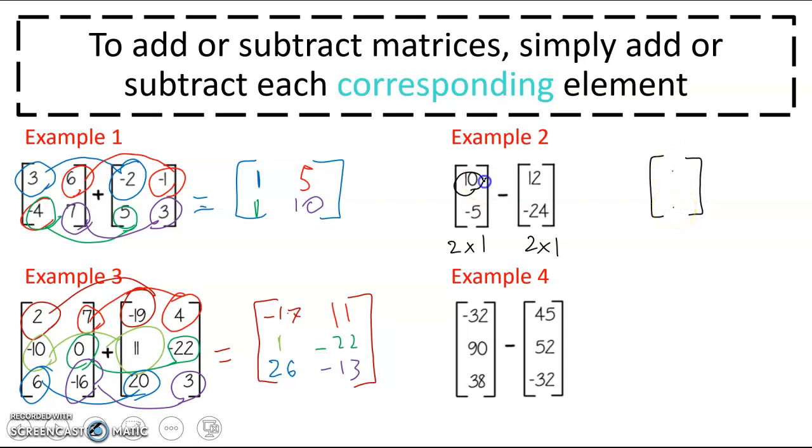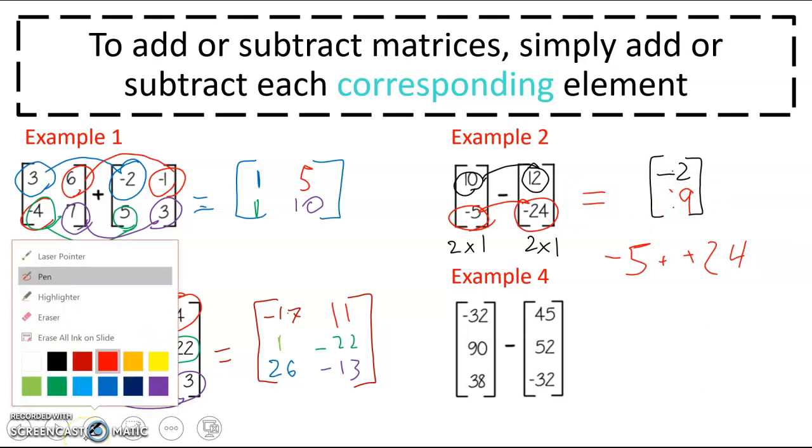Let's go 10. Corresponding element is 12. 10 minus 12 is a negative 2. And then going to a red here, we got a negative 5 minus a negative 24. Now again, this is where we got to keep track of our negatives here, all right? I see a lot of people that keep messing up on this. Remember, negative minus a negative is eventually just a positive, so essentially it's going to be negative 5 plus 24, which is just 19. And that is our new matrix there.